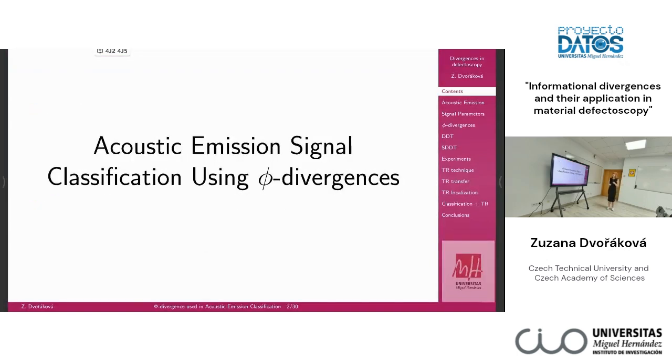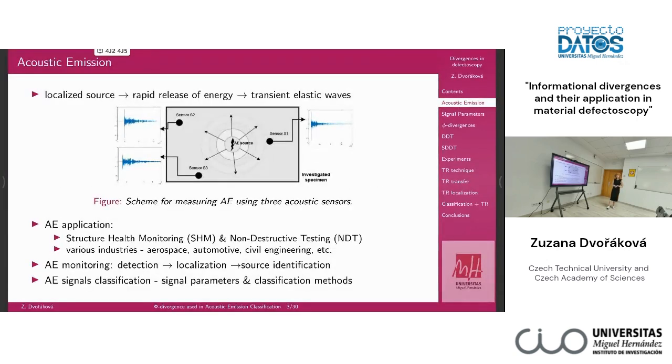So let's start with the first part of my presentation, acoustic emission signals classification using phi divergence. So, what is acoustic emission? You can imagine that you have some investigated specimen, some device or some material, and you have some localized source. It can be, for example, a crack in the material.